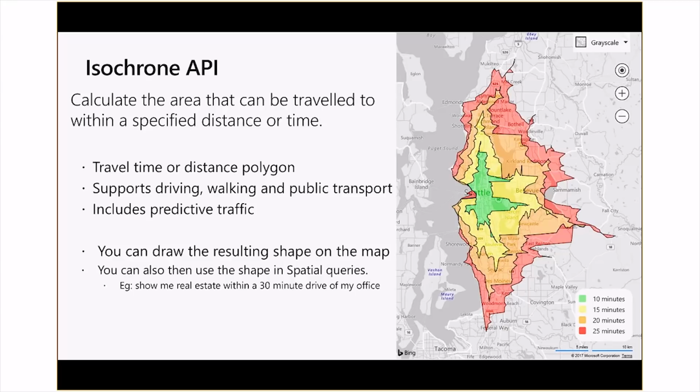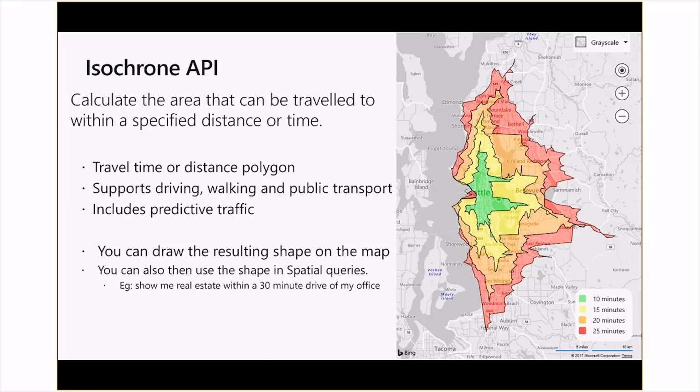If I calculated a 10-minute drive time from downtown Seattle at 9 a.m., which is rush hour, versus 1 p.m., which is much lighter traffic, I'm going to get a lot further at 1 p.m. So, let's see, did I miss anything here? I just want to make sure I covered all my bullet points. The Isochron API does support driving, walking, and public transport, just like the other APIs do, and it can consider real-time traffic or predictive traffic.